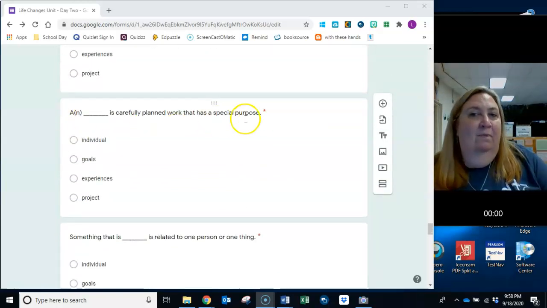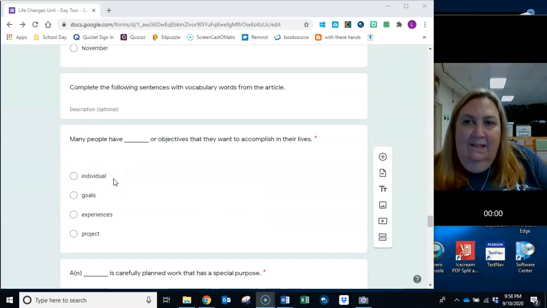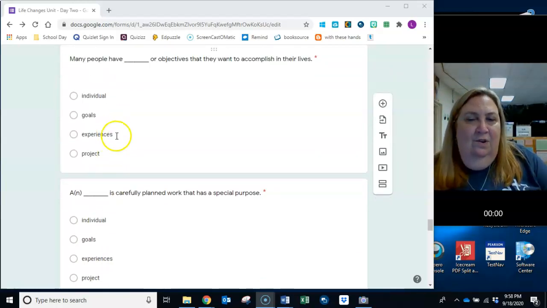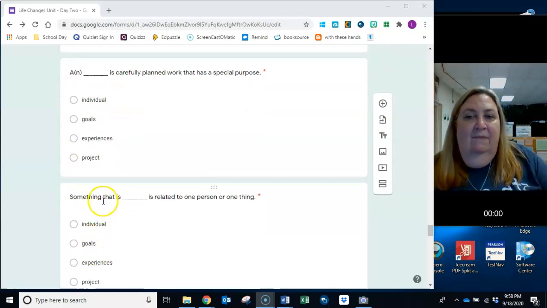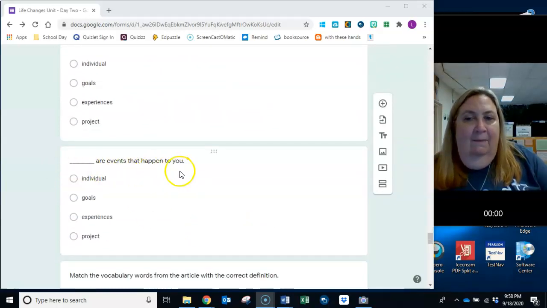A blank is a carefully planned work that has a special purpose. Please notice that in these sentences, the answers are all individual, goals, experiences, and project. I just used goals here, so am I going to use goals again? Nope. So choose something other than goals. Something that is blank is related to one person or one thing. Blank are events that happen to you.